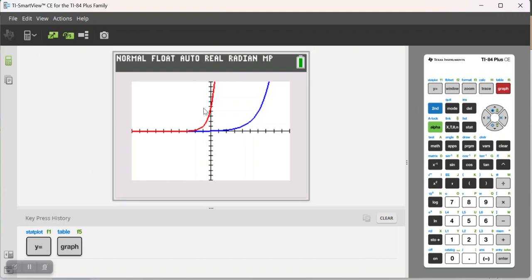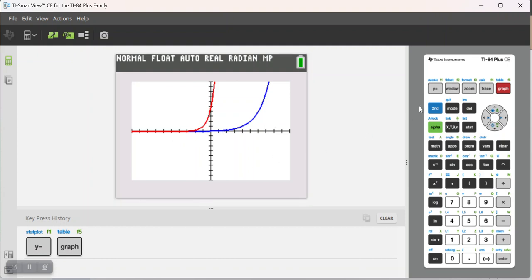Right, it's tough to tell. They clearly don't intersect from this point on, but if we look to the left, maybe they intersect somewhere on the left. So to check for that, I'm going to find a point of intersection. So I'm going to go to second, and then when we want to calculate stuff from the graph, we go to second calc.